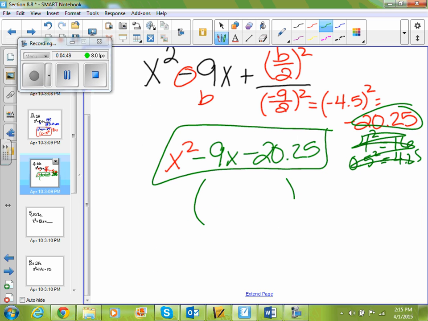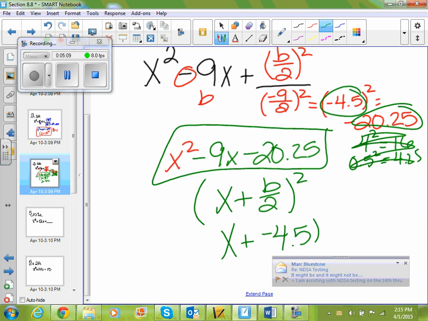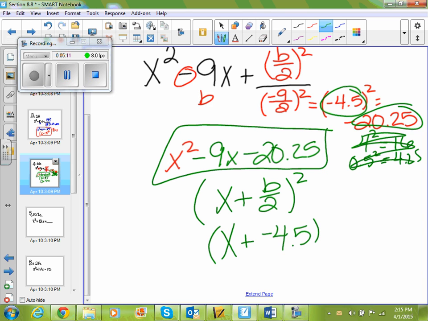Then the second part is x plus b over 2, squared, but we just said that b over 2 is what? No, just the b over 2 part, not squared. Negative 4.5. So (x plus negative 4.5) squared. That's the second part of your answer. You have to have both pieces.